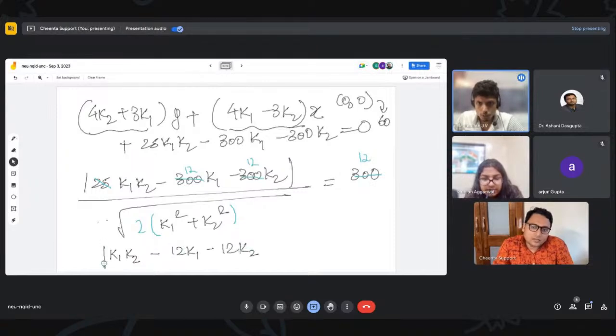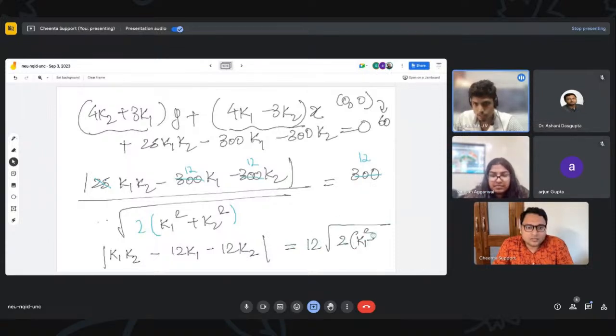The mod of this is equal to 12 root, this is computationally very heavy, K1 square plus K2 square. Okay, now 12 should divide K1 into K2. There are no constraints on K1 and K2. So that is there. Any integer would work.